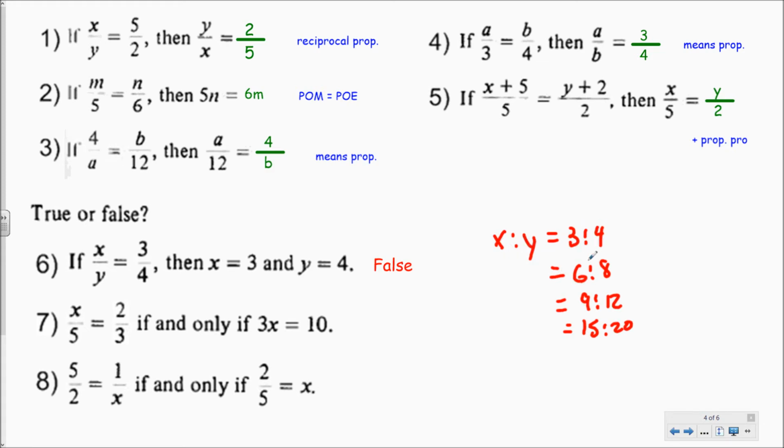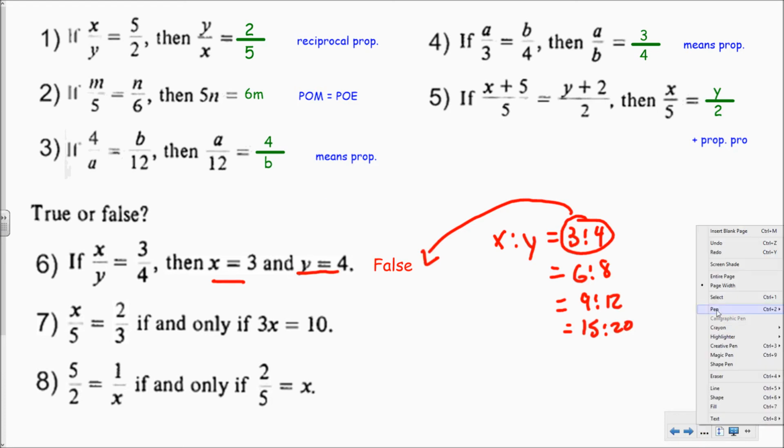So x and y could be any of these values. Because I don't know what their actual number value is, I only know what their relative size is to each other. That's what a ratio tells me. I can't conclude that the two values must be equal to these numbers.